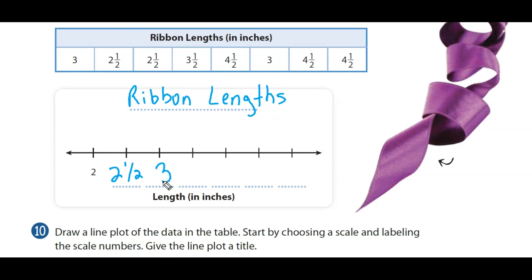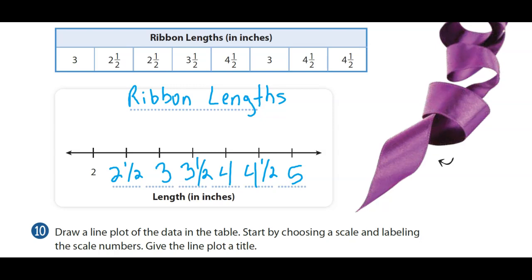Then what do you got, Jack? Then it's 3.5. So then after that, what do I have? I'm going to put 4. And then I'm going to go 4.5. Is that it? And I guess 5 right here then. Right? Because I don't see anything else. Okay, so we're good. Then it says draw a line plot of the data on the table.